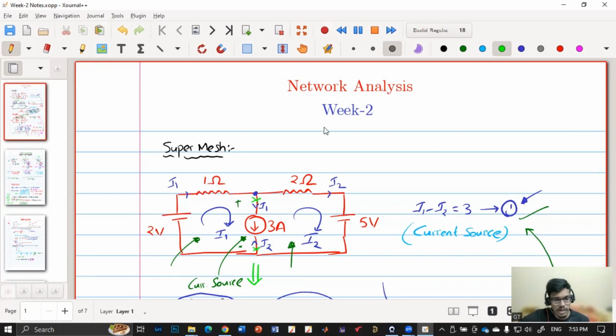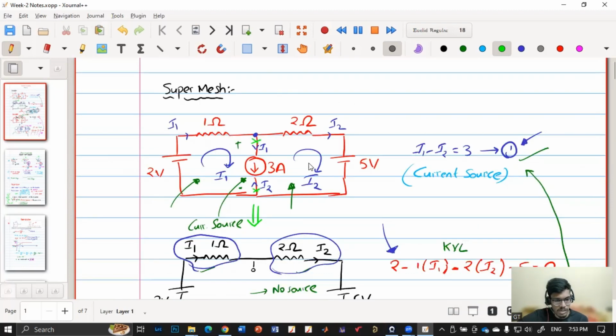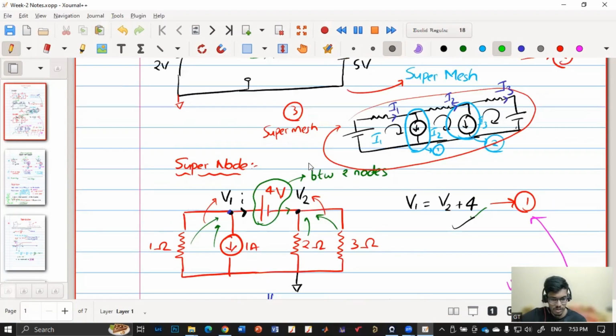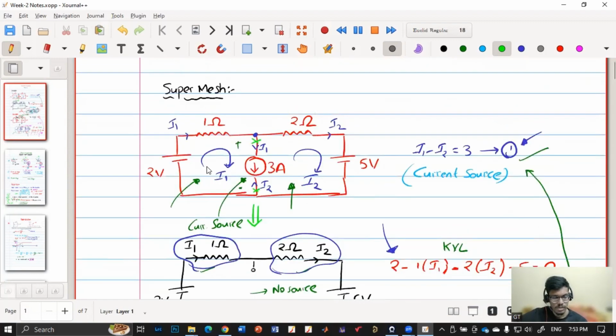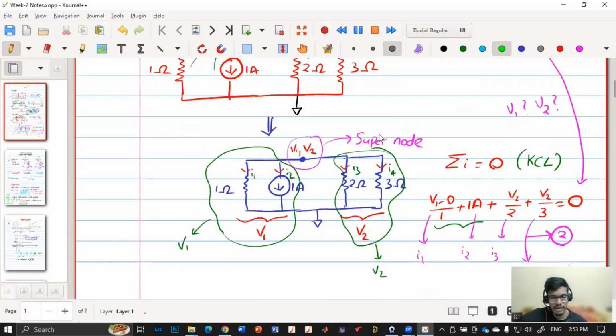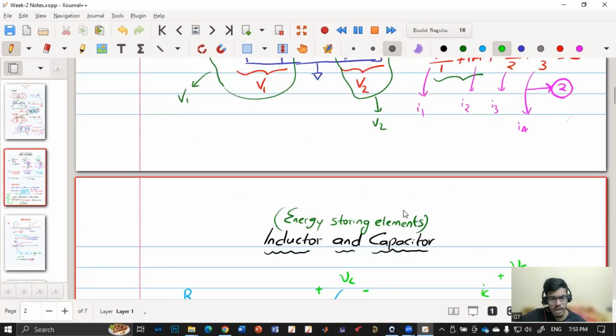As a summary, in the beginning, I discussed Supermesh and Supernode because I had not covered this in detail last week, so I wanted to cover it again. So I have covered Supermesh as well as Supernode. And we considered two problems, and I told you how to get the equations and what logic we need to apply to get the third equation.